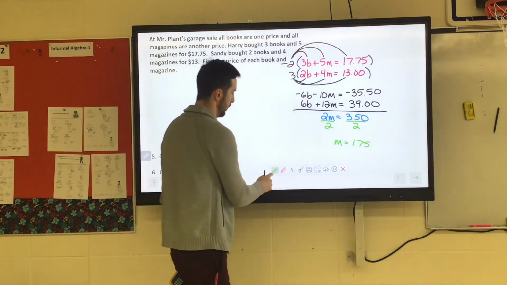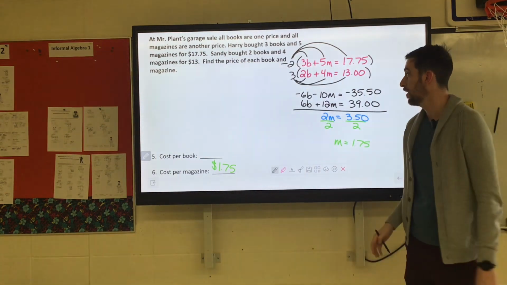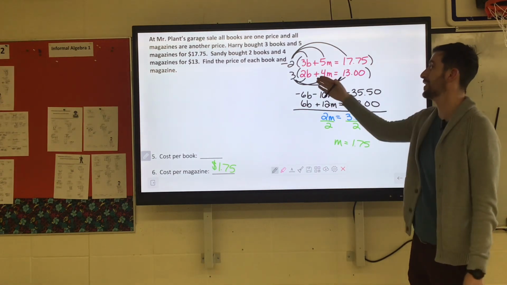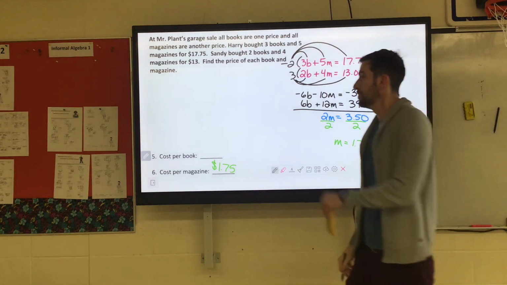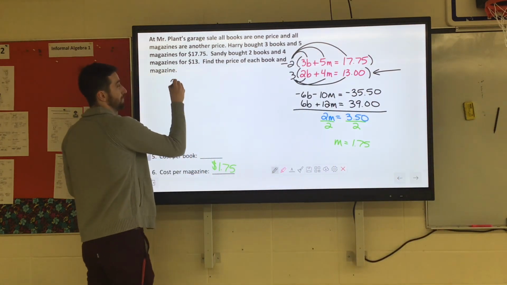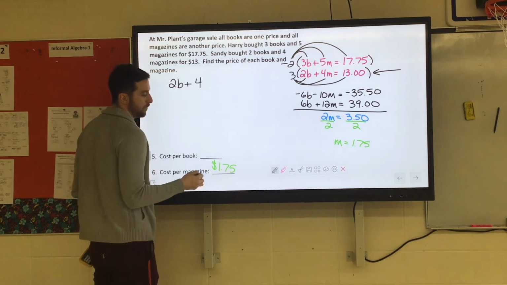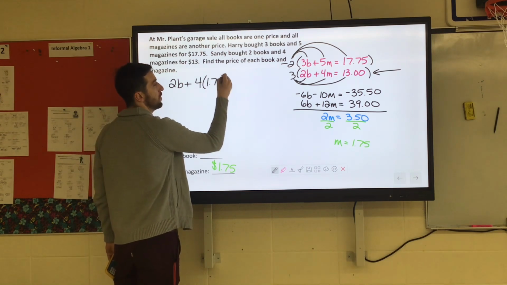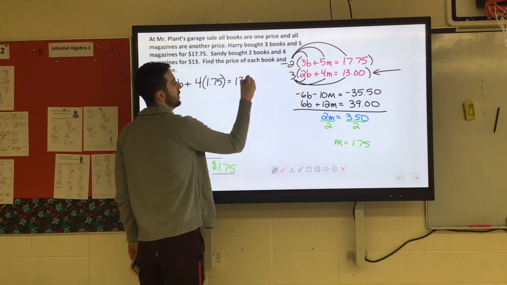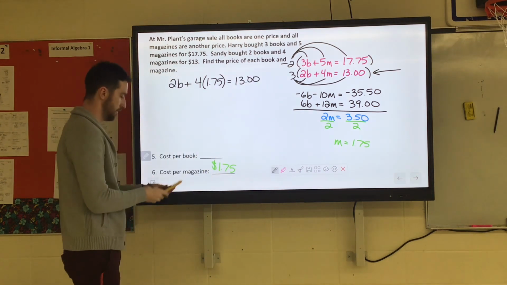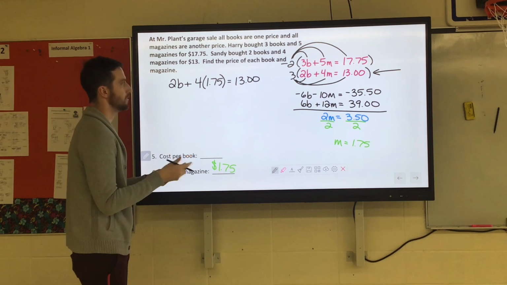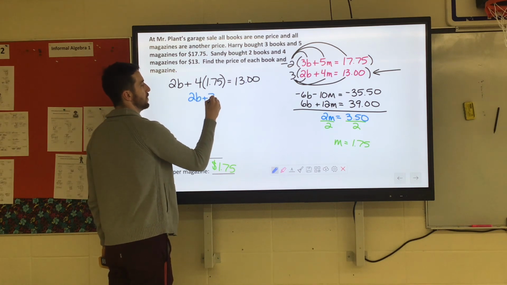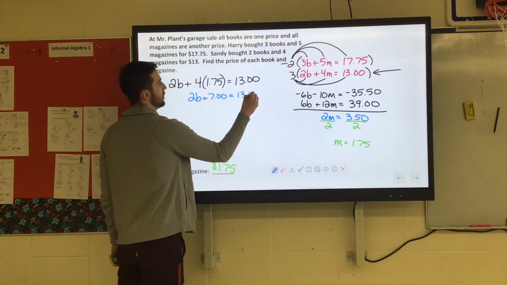Now, how in the world could we find the cost of a book? Well, we have 4 equations that we can use. Use which one looks easiest. I'm going with the second one. That one. So we have 2 books plus 4 magazines. We already know how much each of those magazines are. They're $1.75. So we're going to do 4 times $1.75 equals $13. Great. So let's see. 4 times $1.75 is $7. So if we just clean up that part, we'll have 2b plus $7 equals $13.